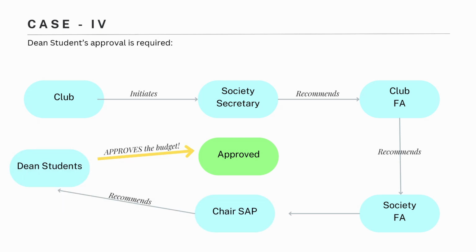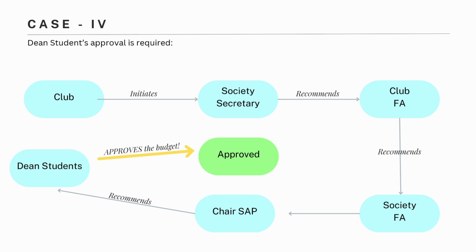Here, the proposal amount is greater than 50,000. In this case, the club initiates the proposal and the recommendation of the Society Secretary, the Club FA, the Society FA and Chair/SAP is needed with the final approval of the Dean Students, which makes the proposal being sent to the student office. But we haven't employed these static information flow chains in our backend.